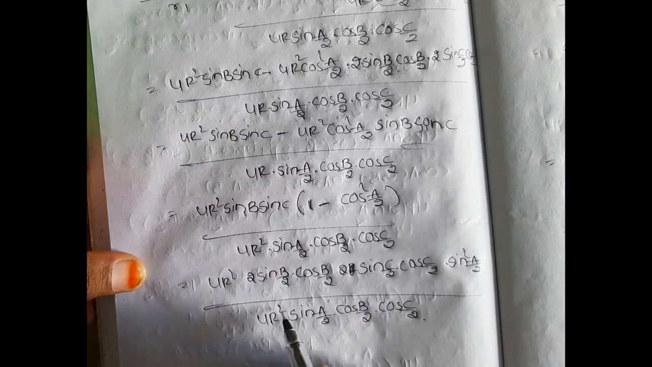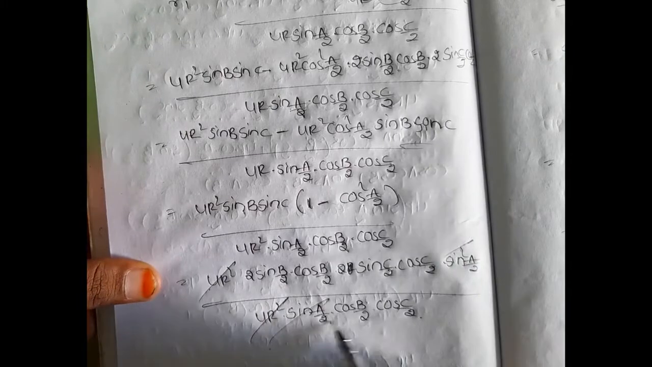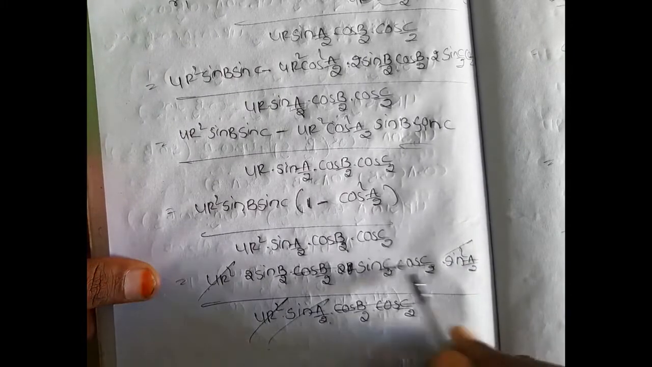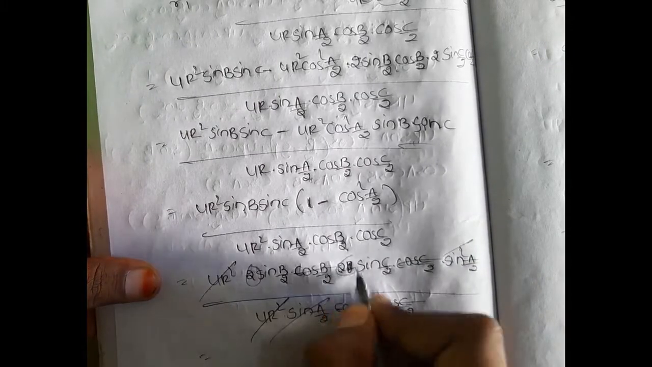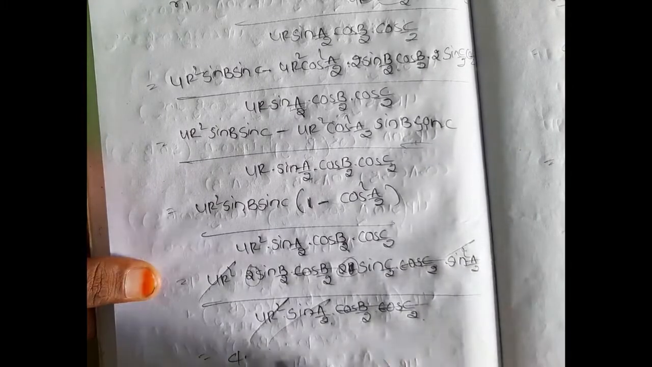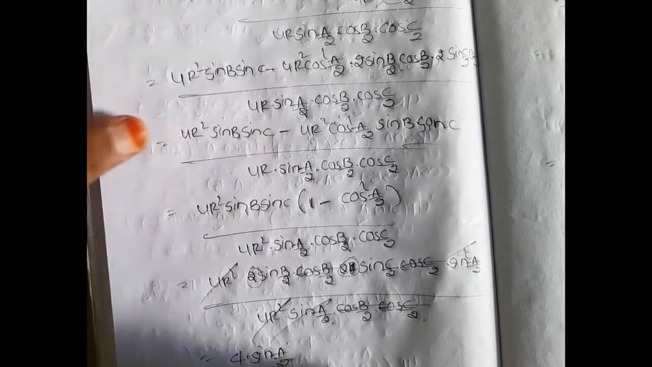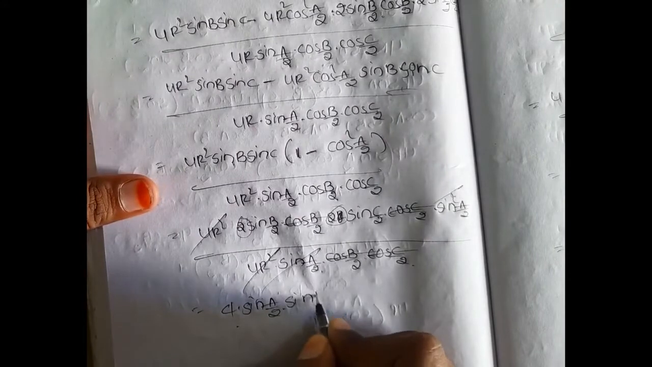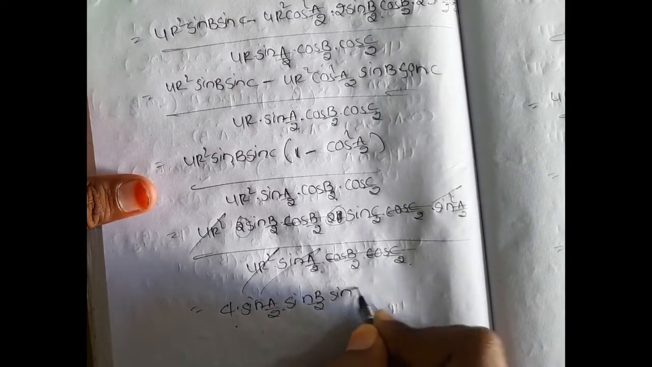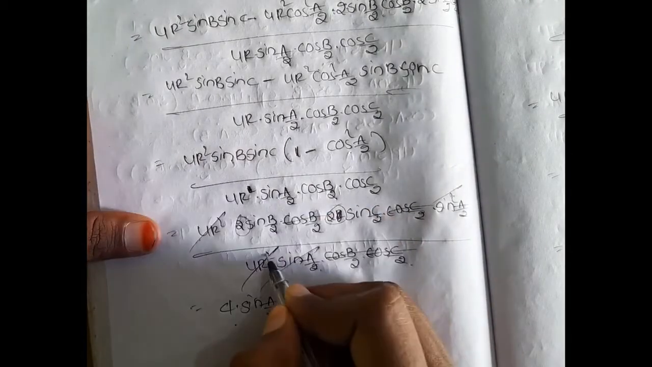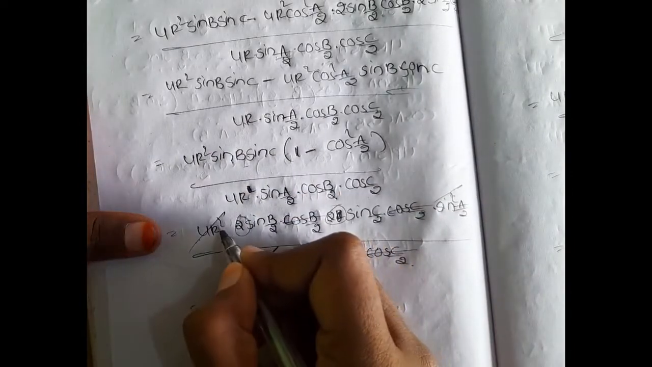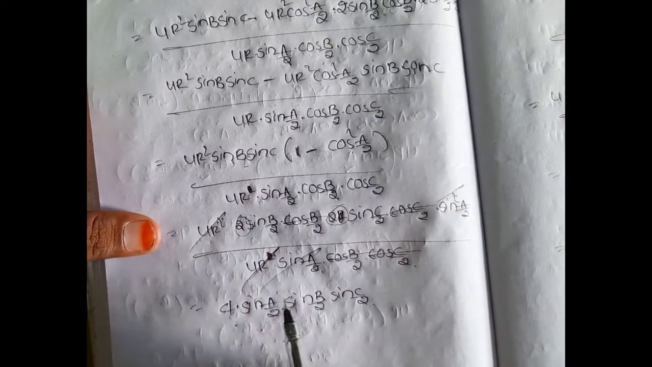So now 4r square gets cancelled. Sin a by 2 here, and cos b by 2 cos b by 2, cos c by 2 cos c by 2. So what are we left with? 2 into 2, 4 sin a by 2 and sin b by 2 sin c by 2. Do we have any r here? Sorry, here we have only 4r. So only r can be cancelled and we will have one more r here. So now this is equal to r.